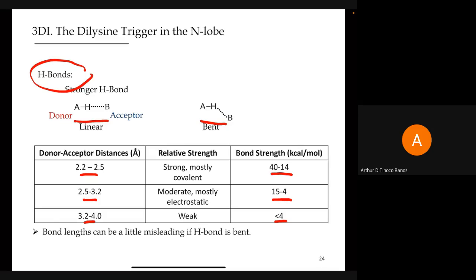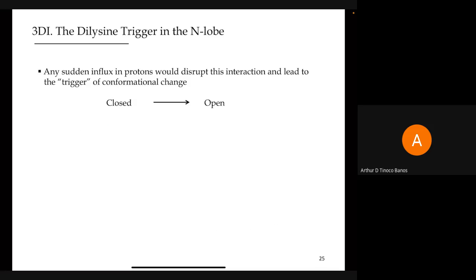All right, so I would say that bond lengths can be a little bit misleading, because it would be hard to know, unless you really look at the structure, what modality this hydrogen bond is, whether it's linear or bent or something approximating one or the other.